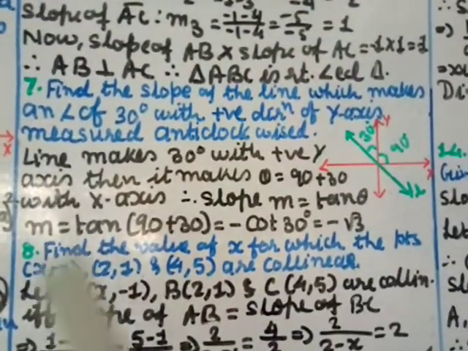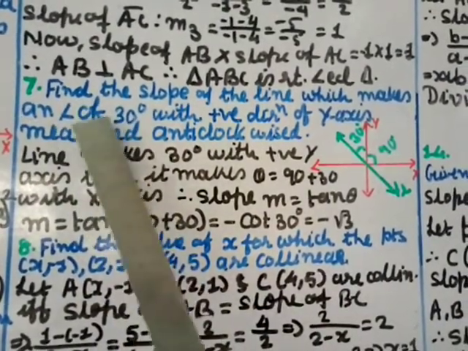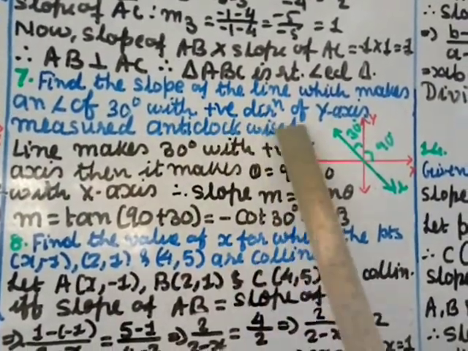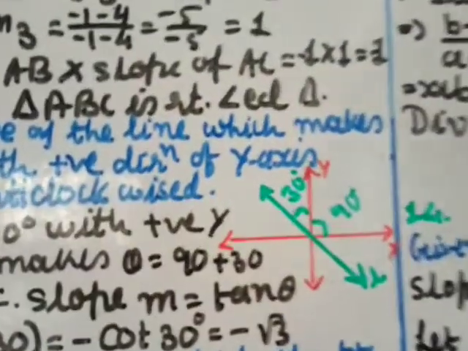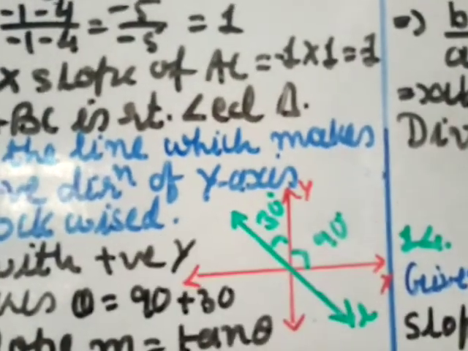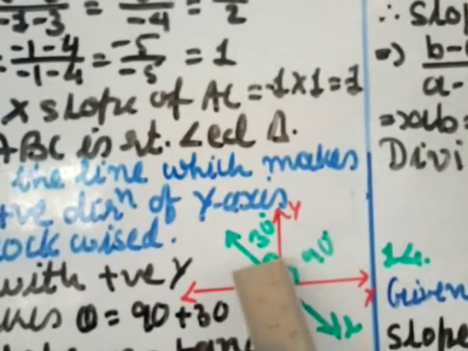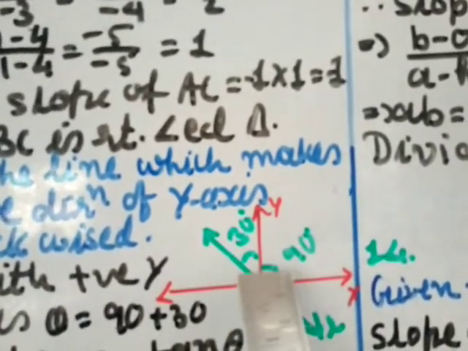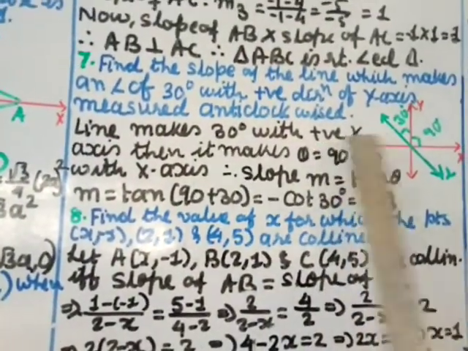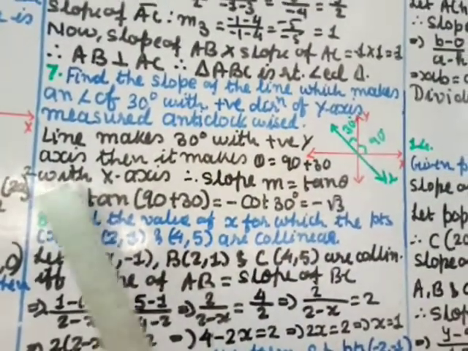Question number 7. Find the slope of the line which makes an angle theta of 30 degree with positive direction of y-axis measured anti-clockwise. Now this is the figure here I have drawn. This is the line L which is making angle 30 degree with the positive y-axis, so towards this. Okay, and this angle is 90 and this is 30. So with the x-axis the total angle will be 90 plus 30. Okay, line makes 30 degree with positive y-axis, then it makes theta equal to 90 plus 30 with x-axis.